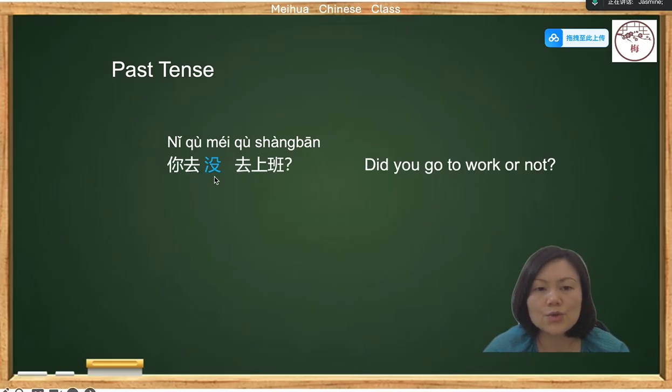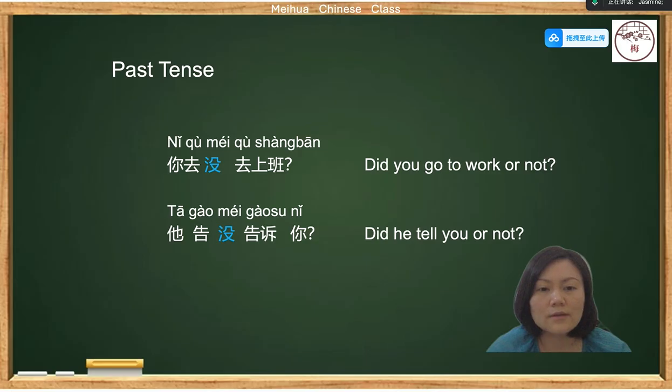For example, 你去没去上班? 去上班 is the predicate, right? It's a compound word. 去上班 means go to the office. 你去没去上班? Actually, I'm asking about what he did, maybe yesterday or the day before yesterday. So it's about the past. So we should use 没. We should not use 不. 你去没去上班? Did you go to work or not?